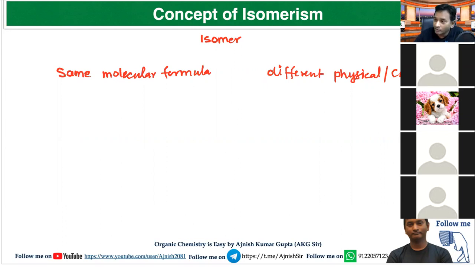Two or more than two compounds which have the same molecular formula but differ in physical and chemical properties are called isomers. When molecules have the same molecular formula but differ in structure, then you are restricted to structural isomers. So you should not make any restriction. So the definition is: when two or more than two compounds have the same molecular formula but differ in physical and chemical properties, they are called isomers.